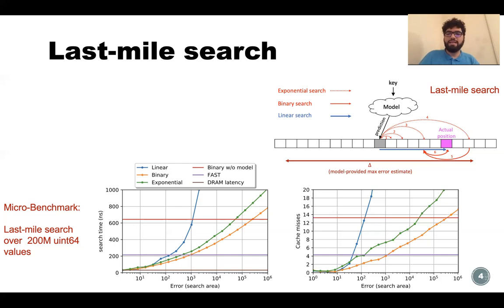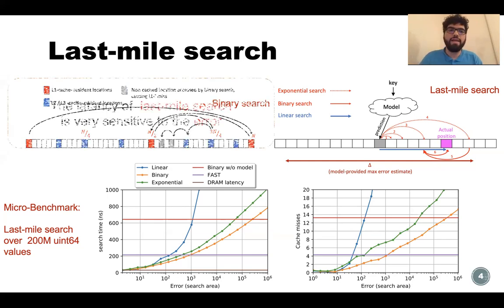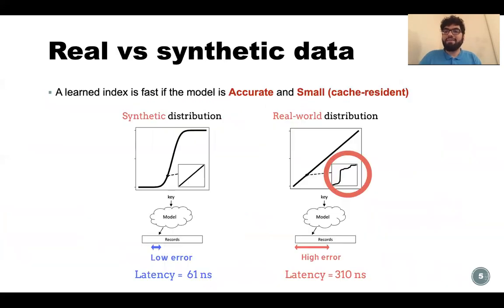Here are also the cache misses, which show the same pattern. The reason is that binary search enjoys a lot of caching for the first few iterations, but learned indexes don't, because they start from an arbitrary position. So learned indexes are very sensitive to error, and the error has to be minimal. At the same time, the model has to fit in cache.